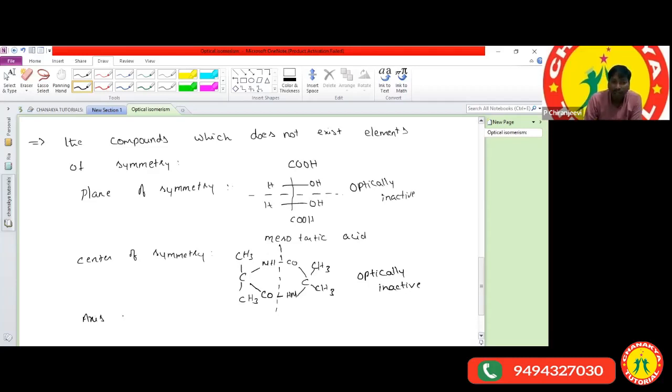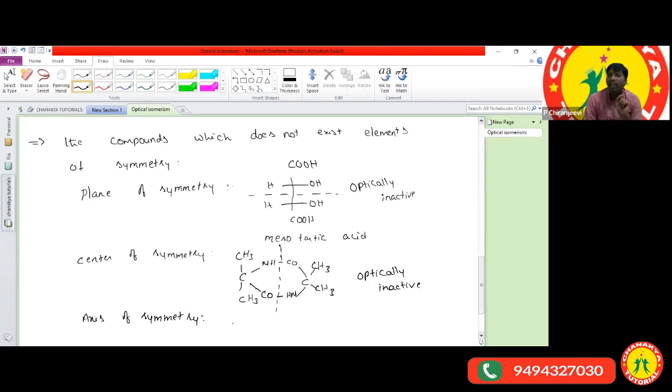Another one is the axis of symmetry. Sir, what is meant by the axis of symmetry? We have the x-axis, y-axis, z-axis. Solid substances have three-dimensional structures, because constituent particles are arranged in a three-dimensional manner. Whenever they are arranged in a three-dimensional manner, only then do you get a three-dimensional structure.